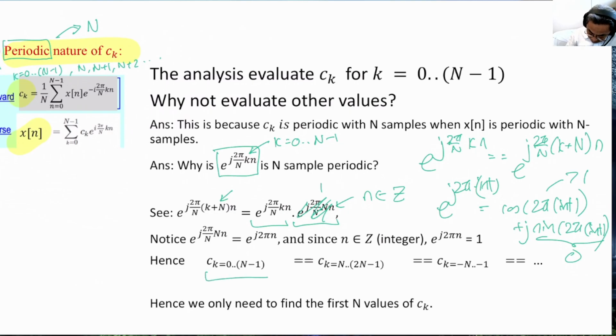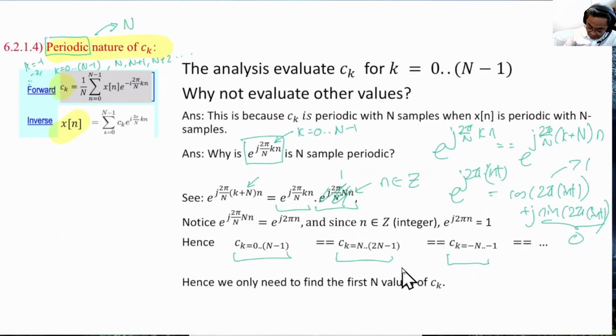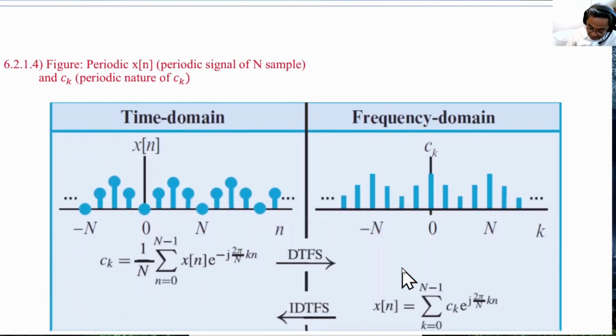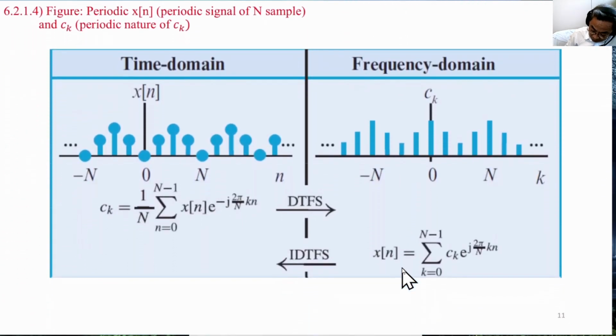Hence, we can conclude that once we have calculated CK from 0 to N minus 1, it is the same as from N to 2N minus 1. It's the same as from minus N to minus 1. Okay, and graphically it looks like this. So once you have calculated from 0 to N minus 1, then now the terms will repeat. I will change to a different color, green here. So this repeats, and this is the repeat.